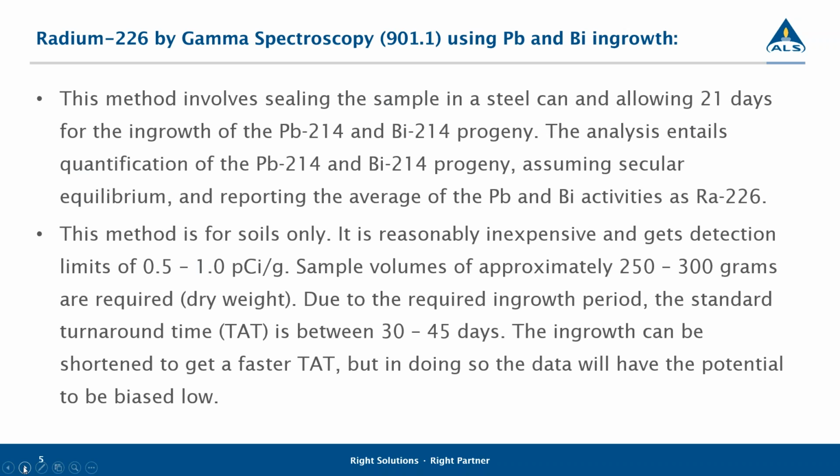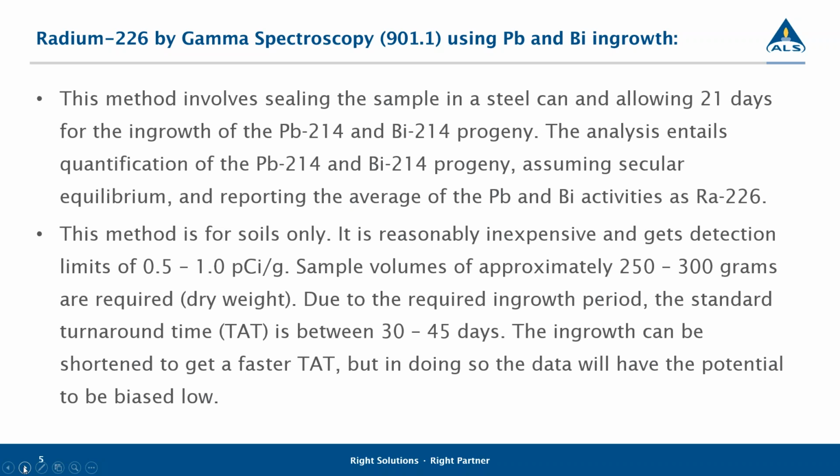The first one we're going to talk about is radium-226 by Gamma Spectroscopy. It's the 901.1 method, and we're going to use the lead and bismuth ingrowth. This goes back to that first decay chain where I said radium-226 decayed into radon gas. That's how this is working. We're going to take the product and seal it into a steel can and allow that radon to ingrow, so that gas builds up in the can and then decays into the lead and bismuth, count the lead and bismuth, and be able to report the radium from there.